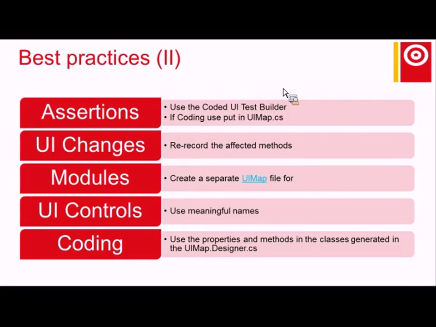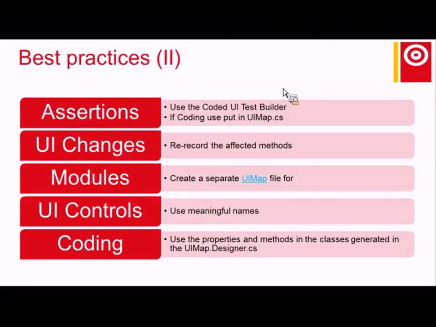In terms of modules, it's useful to create separate UIMap files for the different parts of our application, perhaps for each major screen, perhaps for each person who's developing tests, so that they can develop their piece of the test independently of other people. It's avoiding that normal problem of shared files and them being updated by two or more people at the same time.